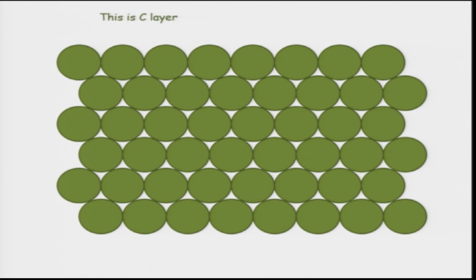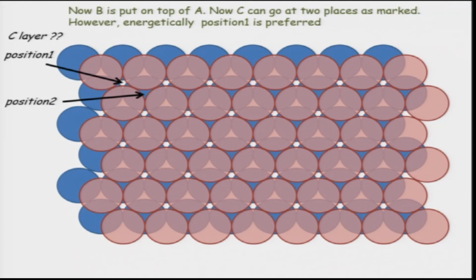So these are three different layers, and like I said, independently looking at it, there is no difference in any of these layers. What is different is when you place them one over the other. Now let us put B on top of A.